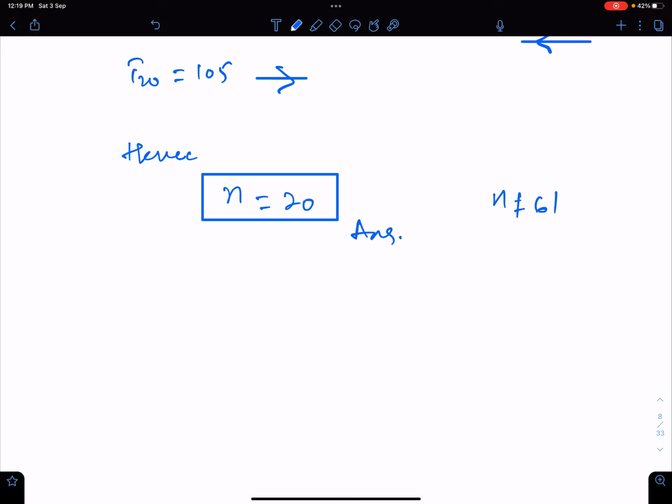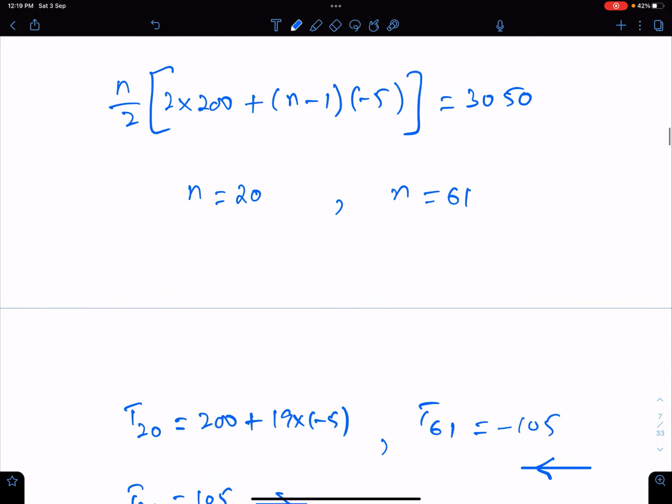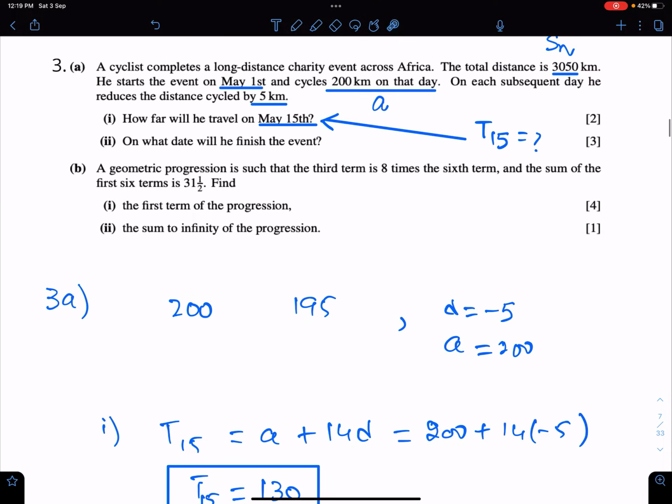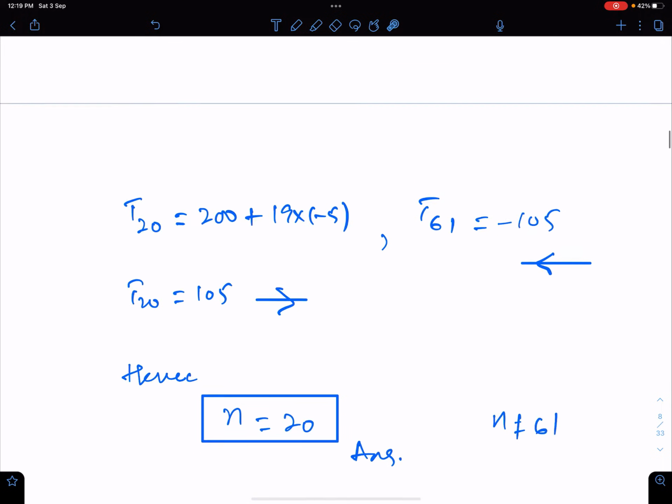Now the next part of this question, part B. A GP is such that the third term is 8 times the sixth term. This is simple. T3 is 8 times T6. And the sum of the first 6 is this. Find the first term and sum to infinity. So 3 part B.